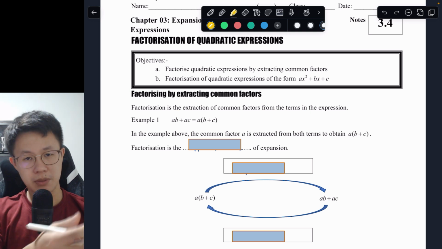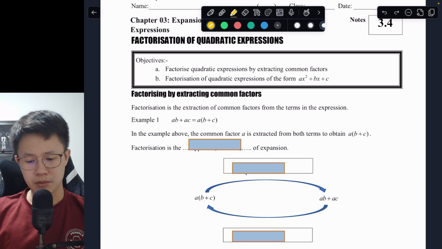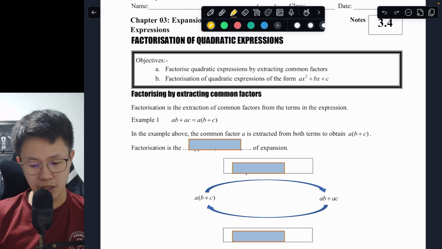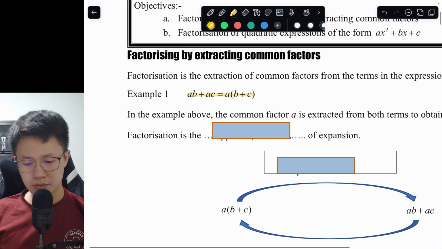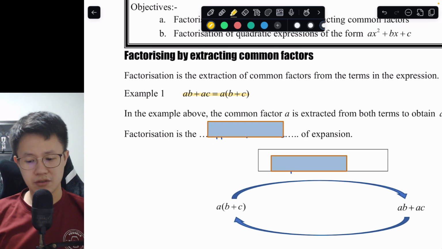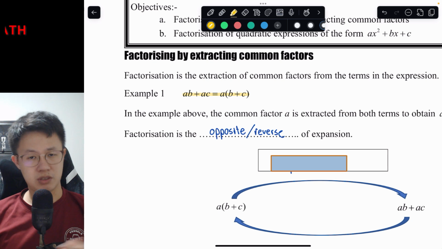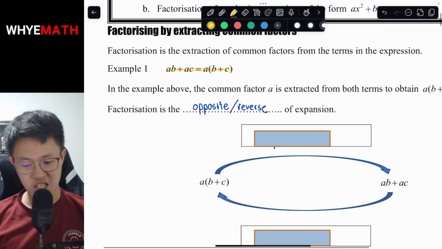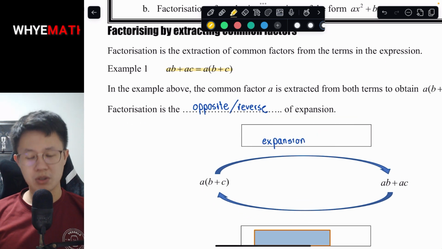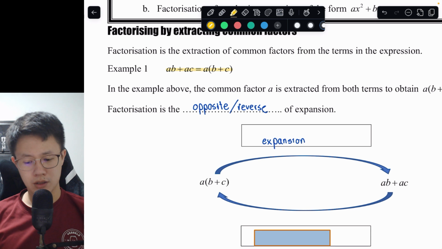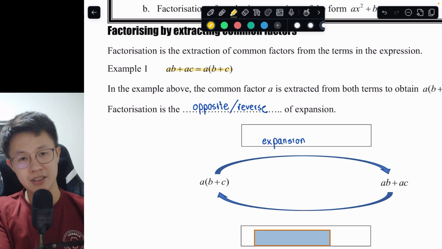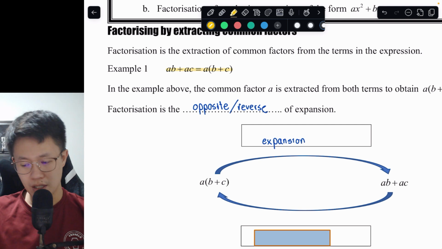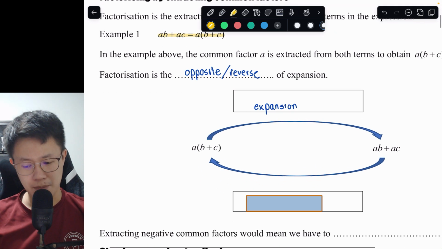So if I have AB plus AC, and both of them have the common factor of A, I could simply extract A out and I get A times (B plus C). In a sense, factorization is in fact the opposite or the reverse of expansion. In the previous chapters, we learned that we could expand a term such as A times (B plus C) by just multiplying A to B and multiplying A to C, and that's where we get AB plus AC.